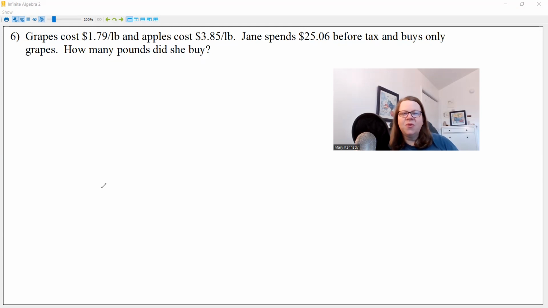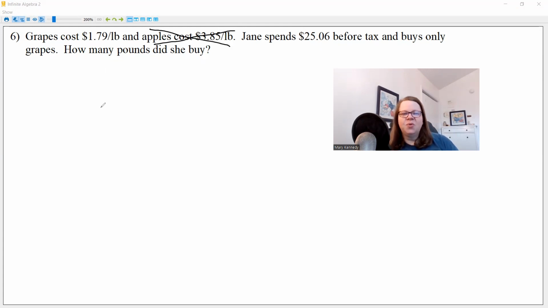When you're thinking about a word problem, sometimes they're really far-fetched and it's very hard to do, but try to put yourself into it. Like, okay, if I spend $25.06 and I only bought grapes, what does that mean? So it means I didn't buy any apples. So apples are not part of the equation, right?